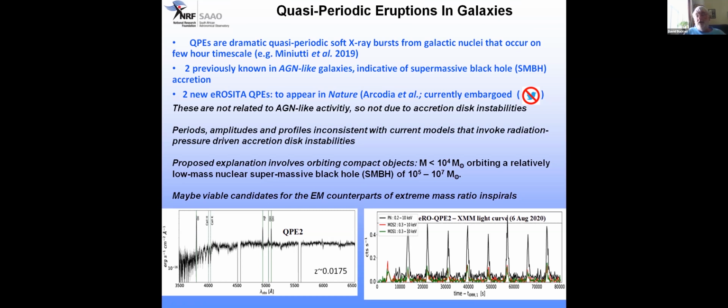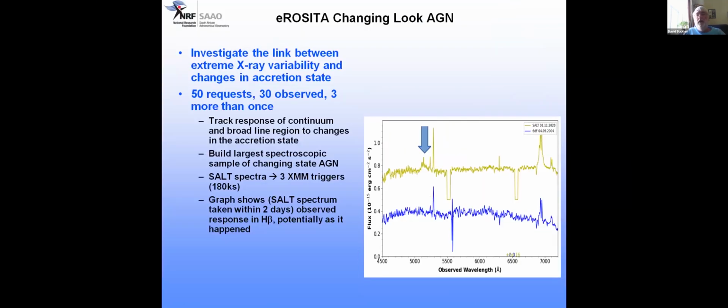And the really interesting thing is that these are not AGN galaxies. And so the idea that you can explain it by an orbiting black hole of less than 10 to the 4 solar masses around a supermassive black hole has major implications for example, gravitational wave inspirals and the electromagnetic counterparts to those sort of events.